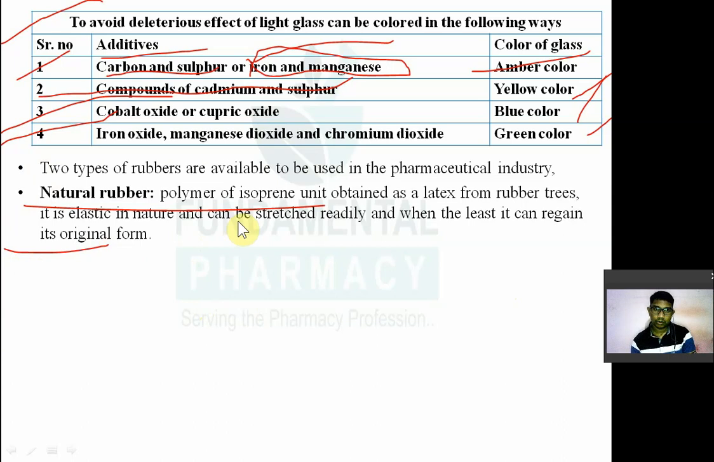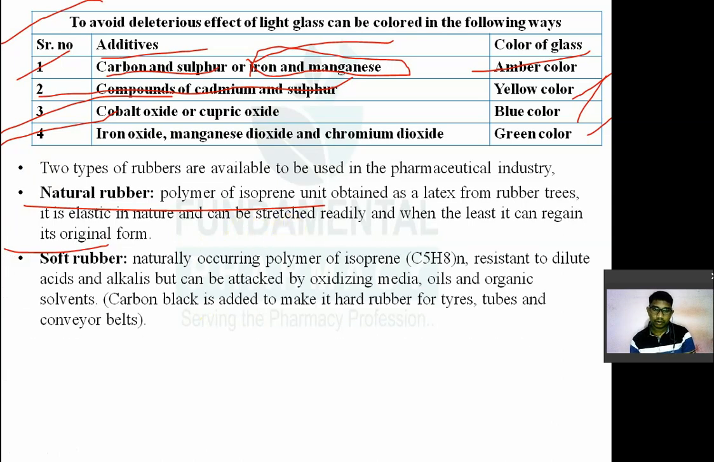Now the next one is soft rubber. It is a naturally occurring polymer of isoprene, C5H8, resistant to dilute acid and alkali. Soft rubber is resistant to acid and alkali but can be attacked by oxidizing media, oils, organic solvents, etc. Carbon black is added to make the rubber hard. The more carbon black you add, the harder the rubber will be. Remember, carbon black is added to make the rubber hard.